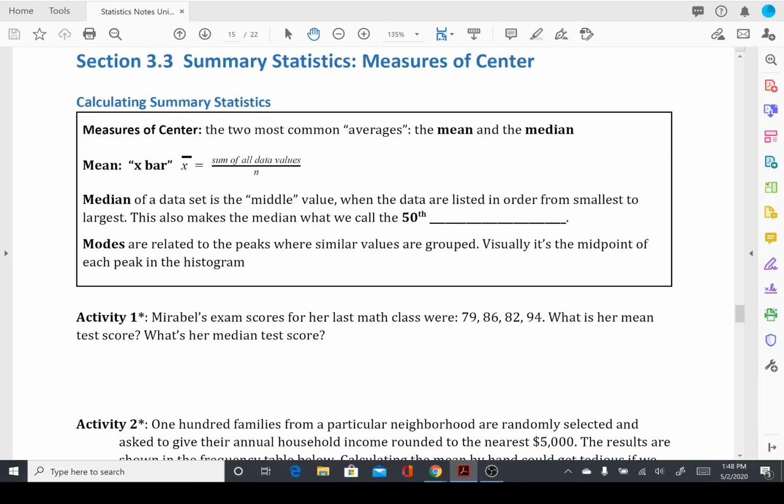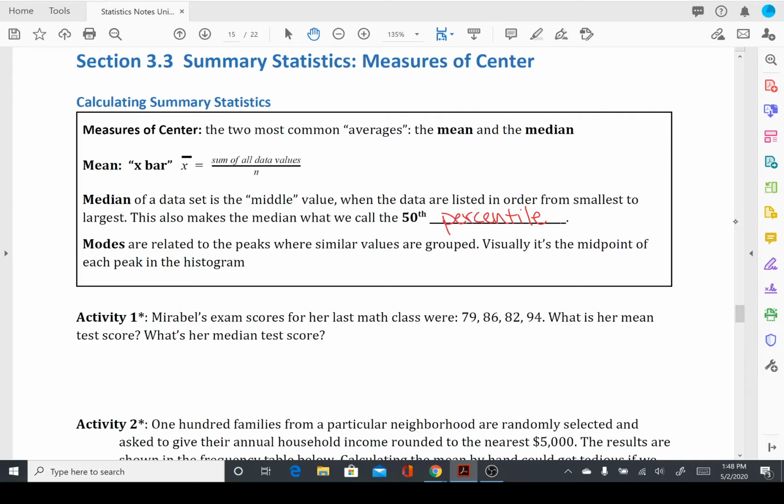When the data are listed in order from smallest to largest, you find the middle number of that list. This also makes the median what we call the 50th percentile, and we'll talk about percentile in a little while. Modes are related to the peaks, where similar values are grouped. Visually, it's the midpoint of each peak in the histogram.